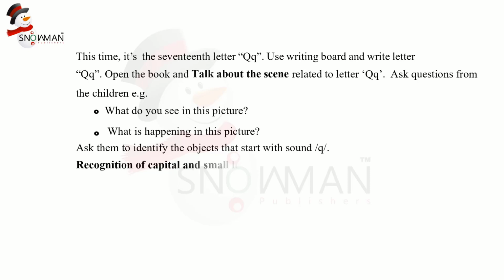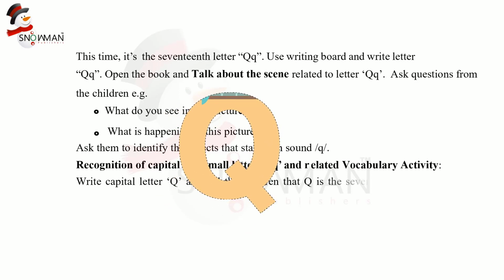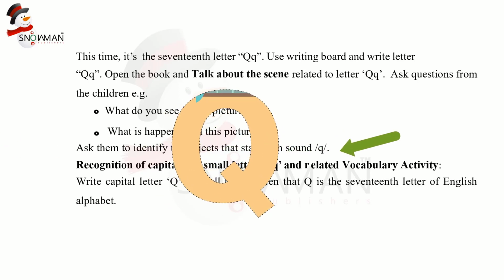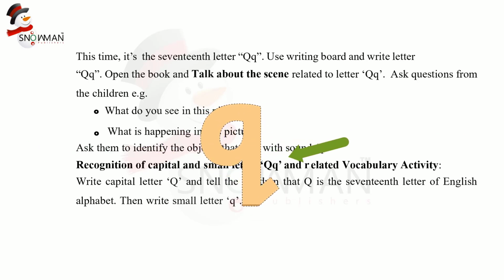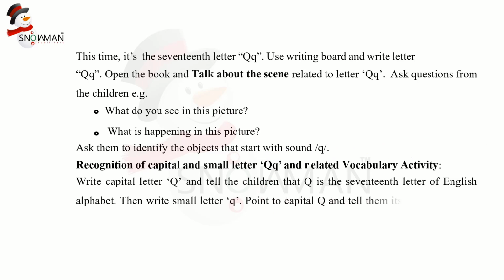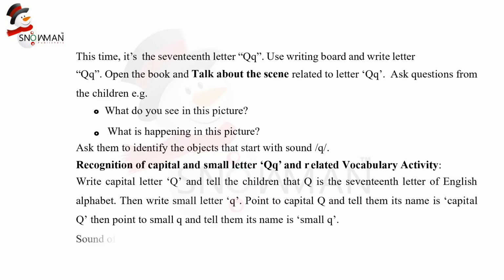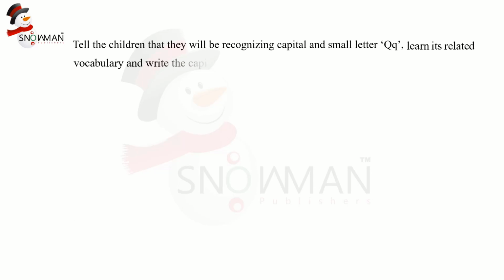Recognition of capital and small letter Q and related vocabulary activity. Write capital letter Q and tell the children that Q is the 17th letter of the English alphabet. Then write small letter q. Point to capital Q and tell them that its name is capital Q. Then point to small q and tell them that its name is small q. The sound of the letter remains the same whether it is capital or small. Tell the children that they will be recognizing capital and small letter Q, learn its related vocabulary, and write the capital and small letters Q with correct formation.